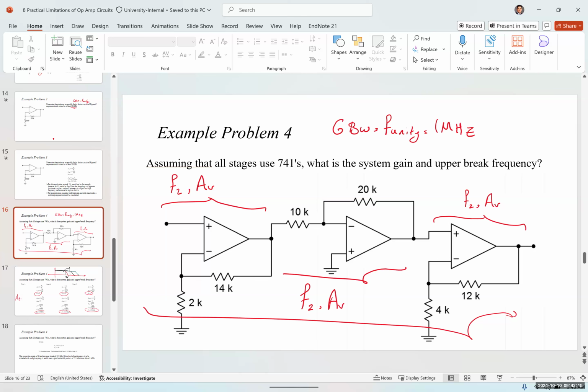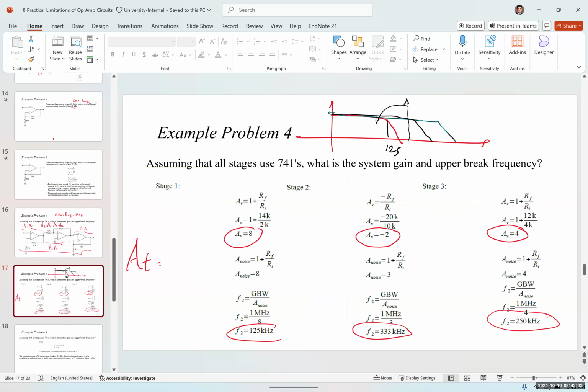Yes. As you remember from, I think it was the second week, when you have multi-stage op amps, the total gain, A total, would be the product of each stage's gain. So we will multiply the gain of each stage. In this particular example, the gain of the first stage is 8, second stage is -2, third stage is 4. So what is the total gain going to be? Negative 64.